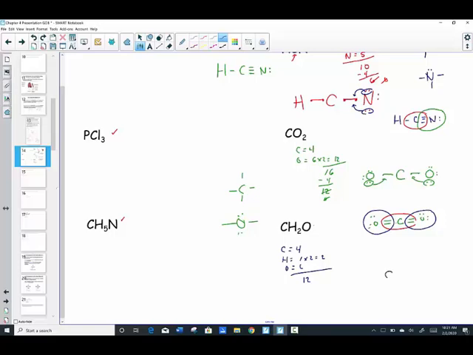The least electronegative element goes in the center. Now remember what that means? That's carbon, the farthest from fluorine. Carbon is further from fluorine, so it is least electronegative.